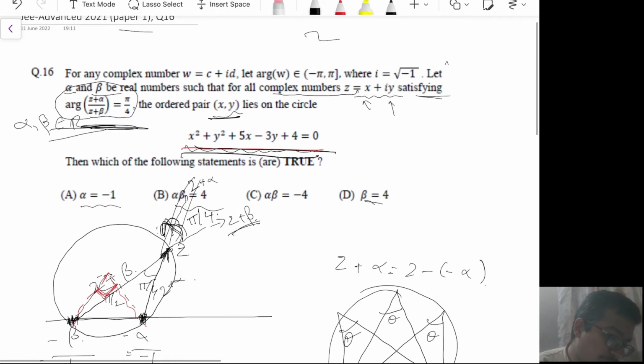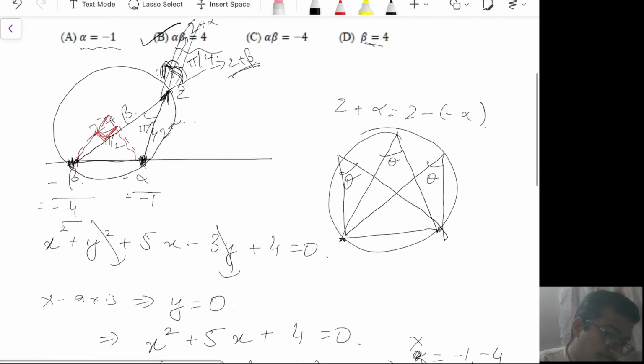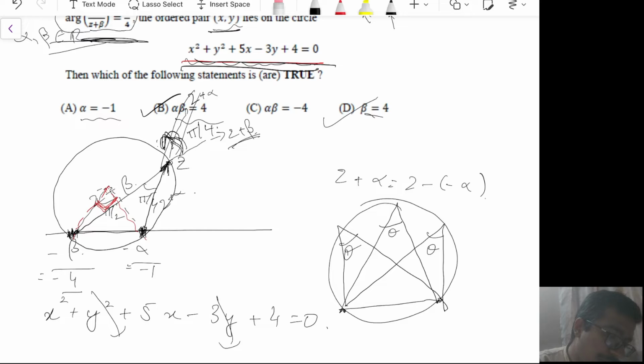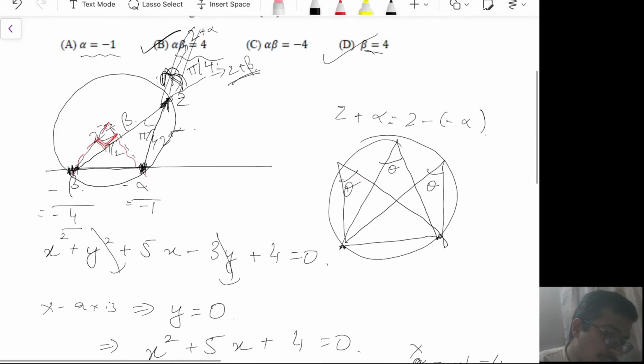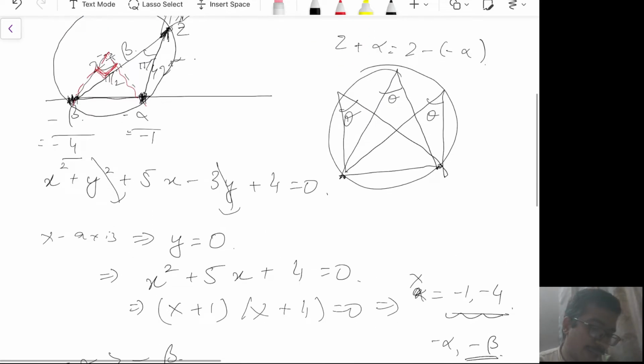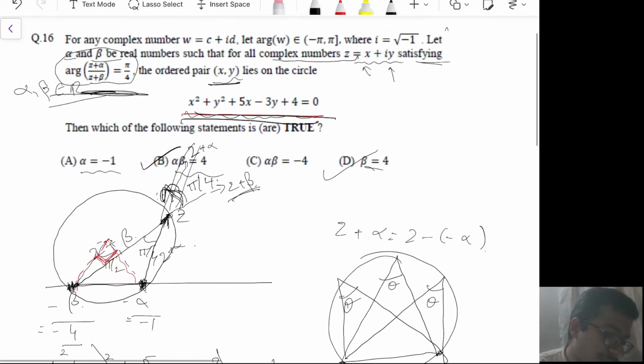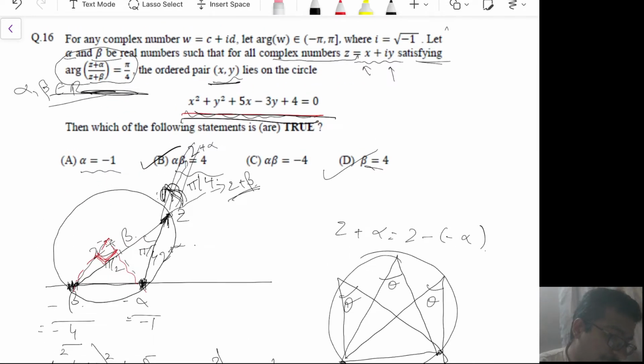And now let's look at the options. It says which of the following are true. So firstly we see that alpha beta is definitely 4. This is true. And we also see that beta is 4. This is also true. And we see that alpha is 1, right? So minus alpha is minus 1, because these points on the x-axis which we plotted were minus alpha and minus beta, right?